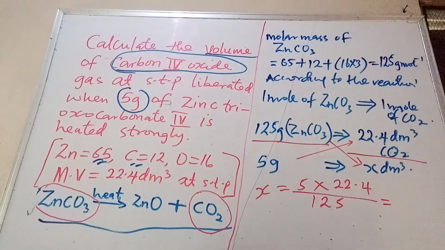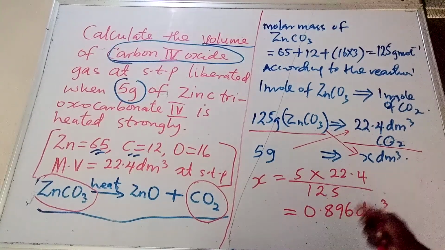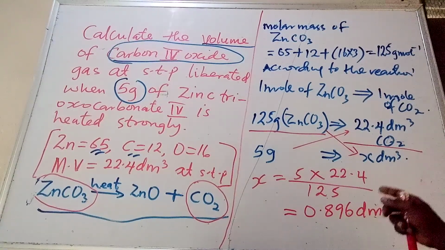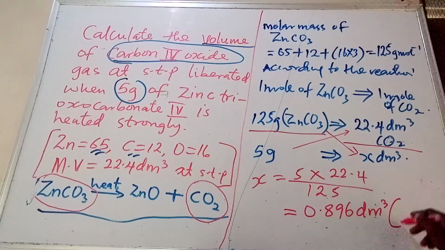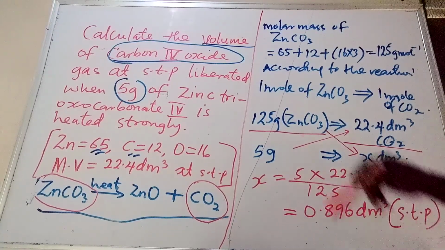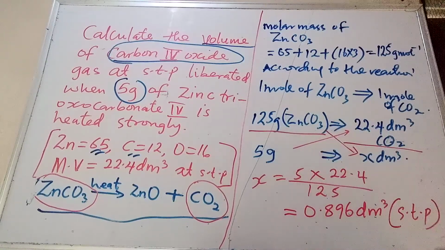Let's see what that gives us. That gives 0.896 dm cube. So this is the volume of CO2 liberated when 5 grams of zinc carbonate is heated. That's the end of this.